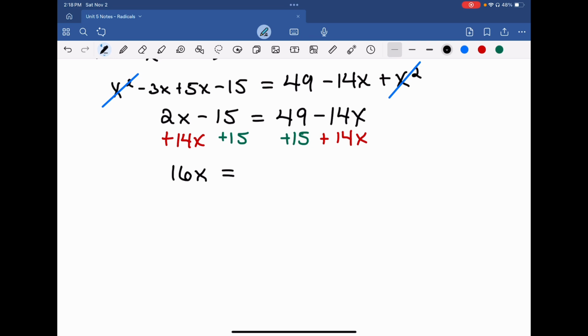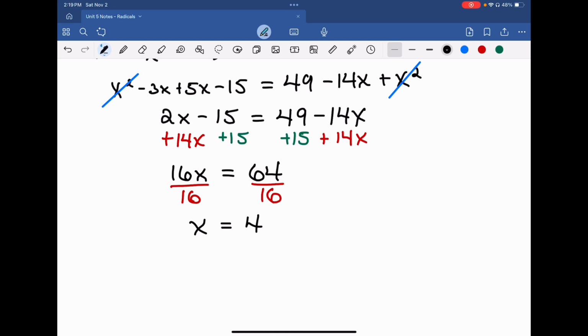Well, we add 5 to the 49, which gives us 54. 54 plus 10 gives us 64. We can divide both sides by the 16. And therefore, we're going to get x is equal to 4.